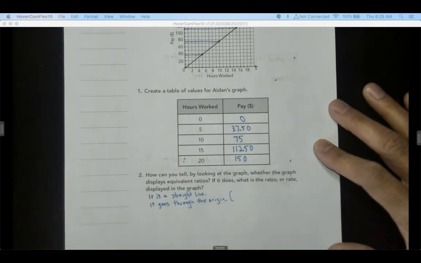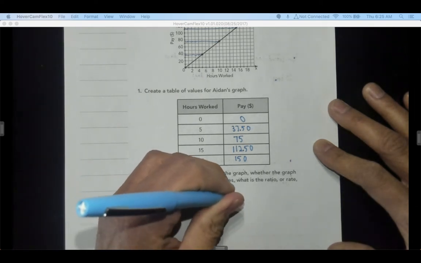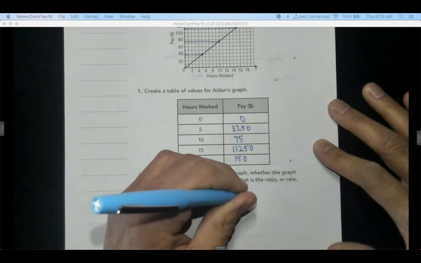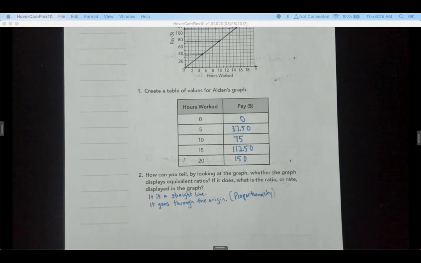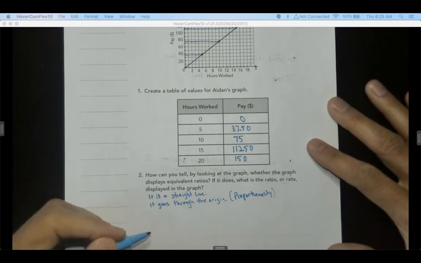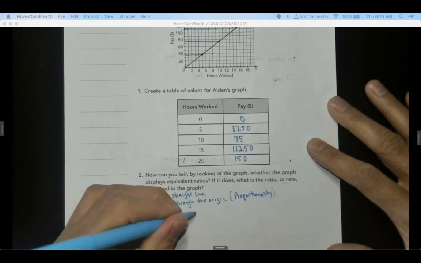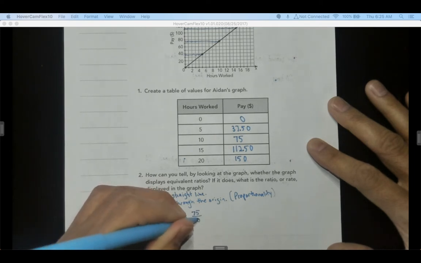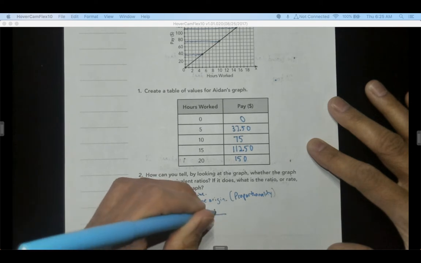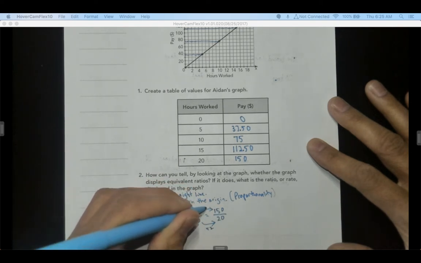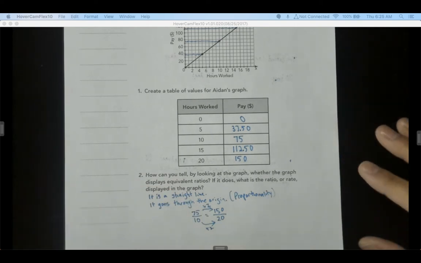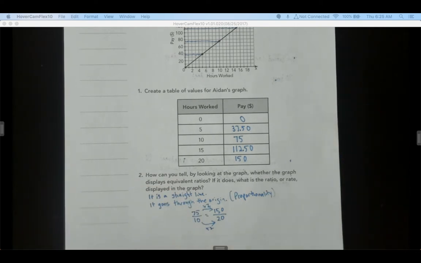And this is for next year, but this shows proportionality. Okay, when there's proportionality, that means all of the points on there are equivalent to each other as well. And so I could say you get $75 for 10 hours, and that's the same as $150 for 20 hours. I could multiply both of those by 2, and I would have equivalent ratios on this graph because he makes the same amount of money per hour.